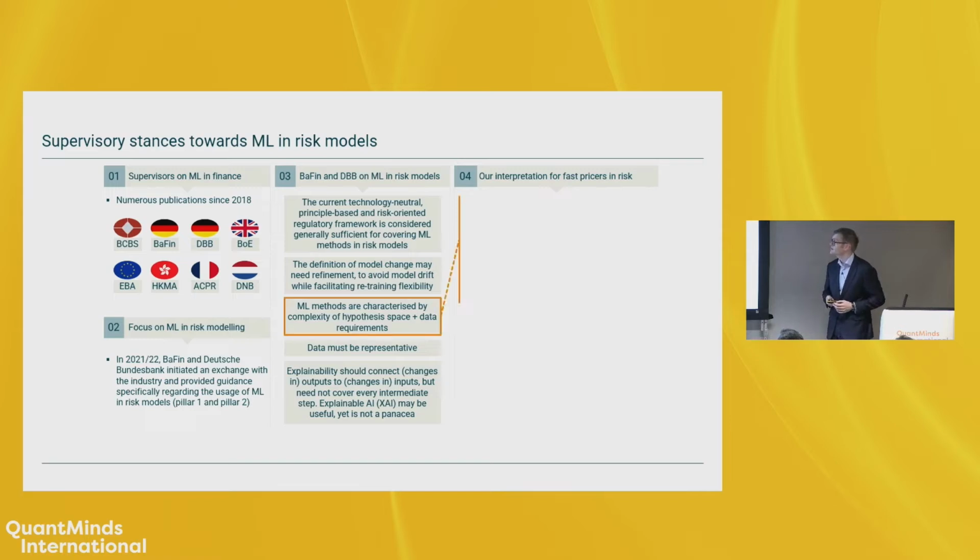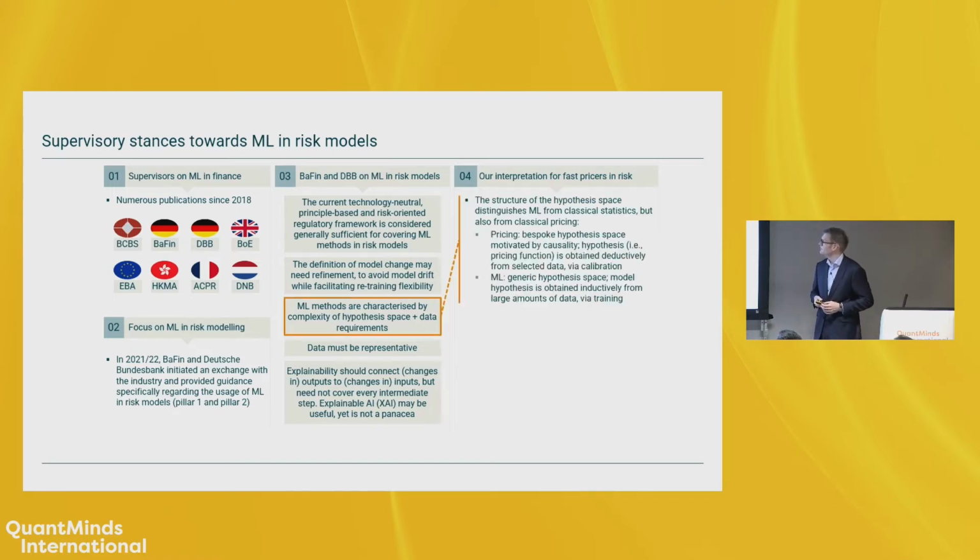So the way I interpret some of these theses: how to distinguish machine learning models from classical pricing models? I mean, they are also complex, and they can also allow a variety of functions. Here I would say the hypothesis space, the space of possible pricing functions, is motivated by causality, and the actual hypothesis, i.e. the pricing function, is obtained deductively from selected data via calibration. For machine learning, it's more like I have a generic hypothesis space, which can be anything, and the model hypothesis is obtained inductively by looking at examples, as we heard in today's morning session, via training. So that's how I distinguish the words calibration and training. But it's more of a philosophical comment, really.